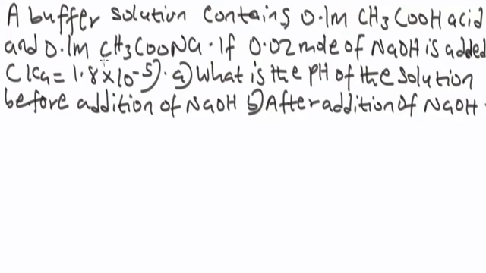Let's look at this question. A buffer solution contains 0.1 mole ethanoic acid and 0.1 mole sodium acetate. If 0.02 mole of sodium hydroxide is added, and we are given the Ka value, what is the pH of the solution (a) before addition of sodium hydroxide, (b) after addition of sodium hydroxide? Let's solve for A, before addition of sodium hydroxide.